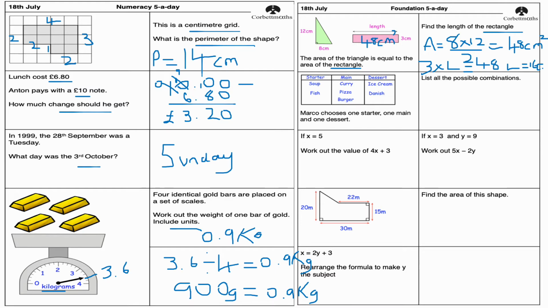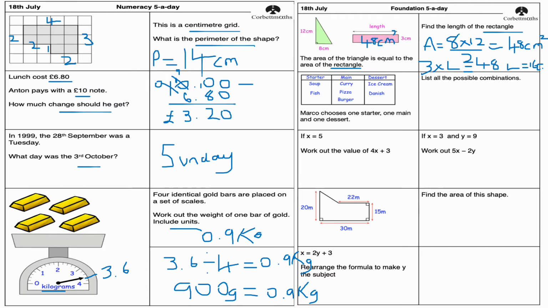So it should be length times width. Okay, so length times 3 has to equal 48. If I rearrange this equation by dividing both sides by 3, that will give me what the length is. So the length is equal to 16 centimeters.